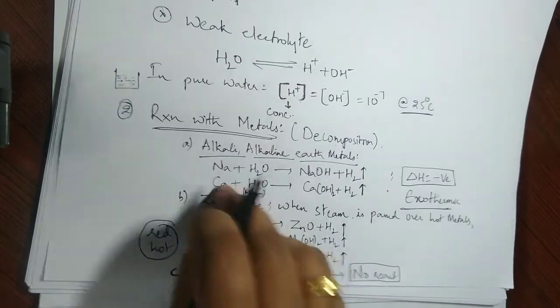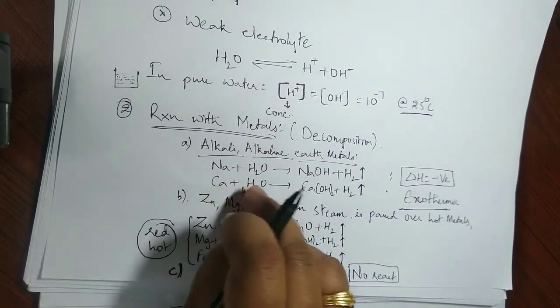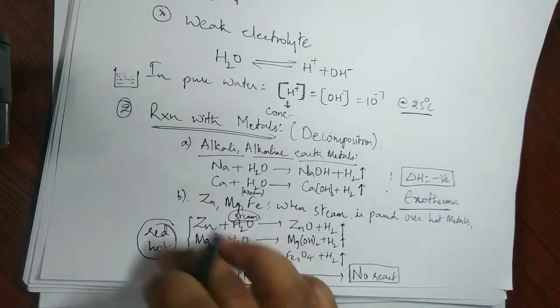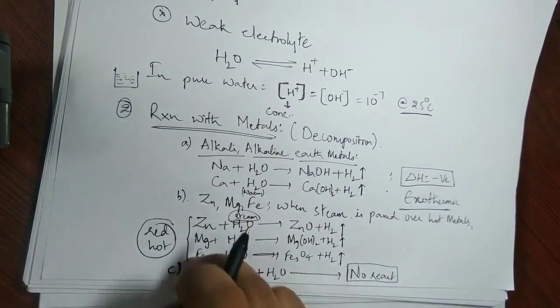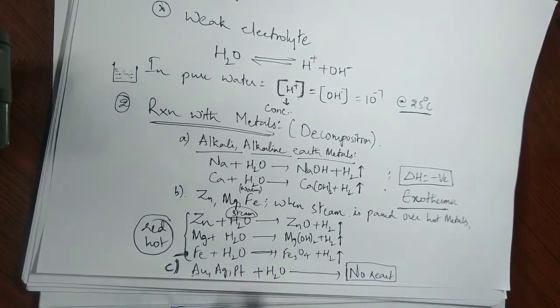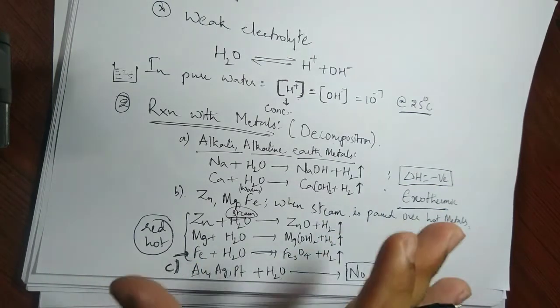Basically warm water is sufficient to decompose water in presence of calcium, whereas metals like this, red hot metals, react in presence of steam. With iron it's relatively important, do remember this. And there are some noble metals that don't react at all, that is gold, silver, platinum, with water: no reaction, be it hot water, cold water, or steam. Fine, so that's our second chemical property.